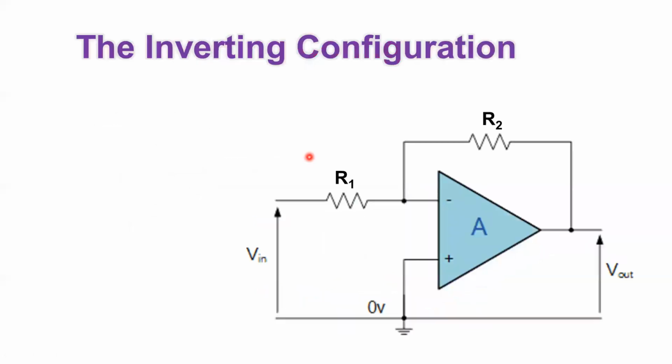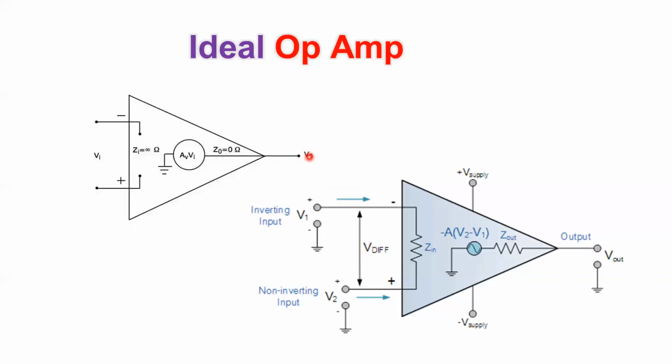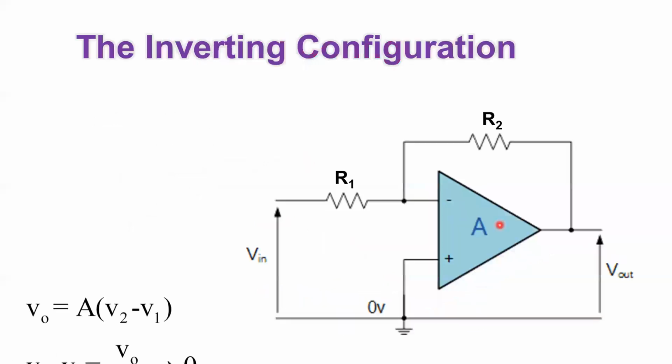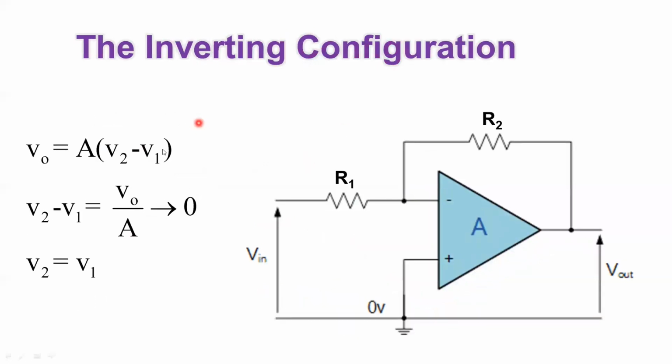So in an ideal amplifier, we will have 3 very, very important assumptions. The first is Zin equals infinity, the input impedance is equal to infinity. The second is Zout equals 0, the output impedance is equal to 0. And the third is the gain is equal to infinity. When the gain is equal to infinity, that means that V input is equal to 0, which is V2 minus V1. And simply, this means that V2 is equal to V1.